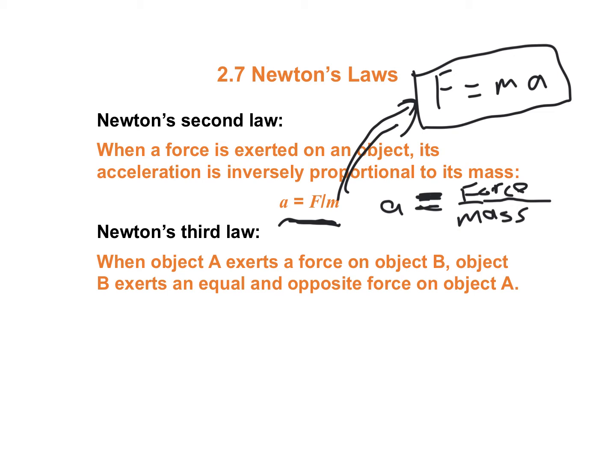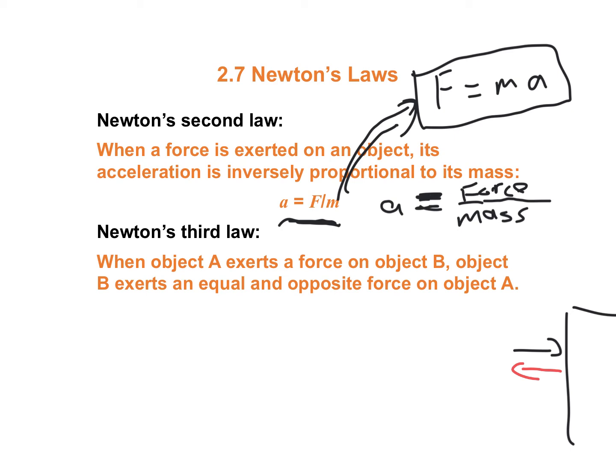And Newton's third law basically says when an object A exerts a force on object B, object B exerts an equal and opposite force on object A. What does that mean? Well, if I push against the wall with some force, the wall is also going to push back against me with an equal force in the opposite direction. That's why my hand, if I'm pushing against the wall, doesn't go crashing through the wall, because the wall is pushing back with an equal and opposite force. And so nothing accelerates. The wall stops my hand by applying an equal and opposite force to it.